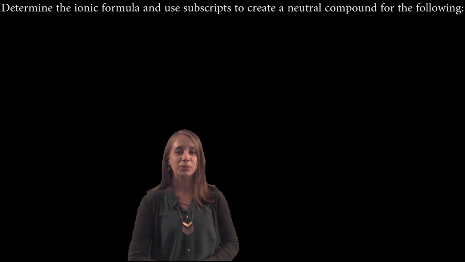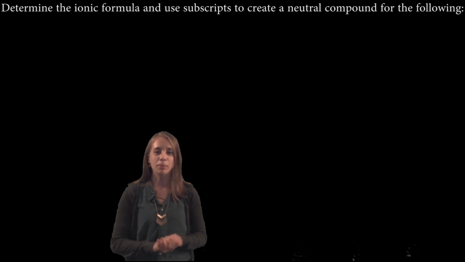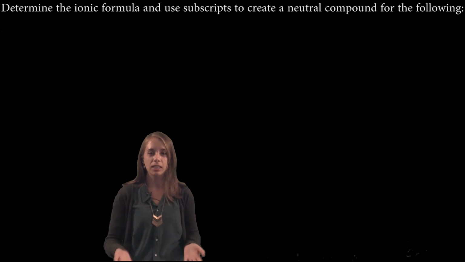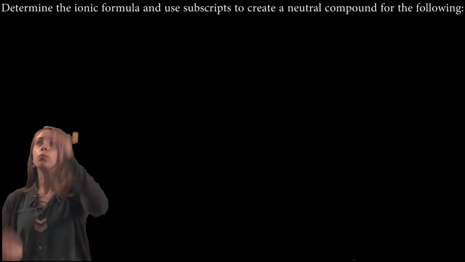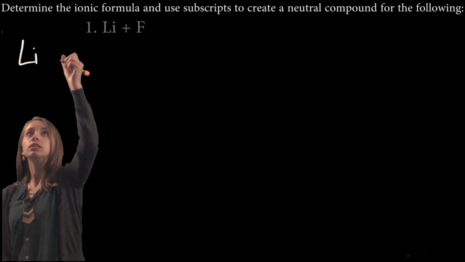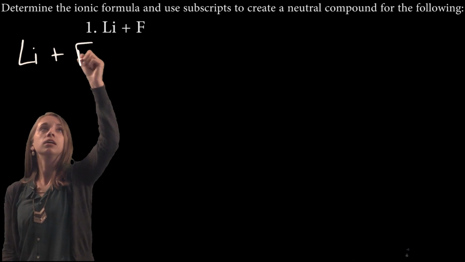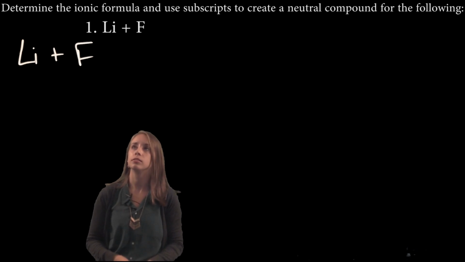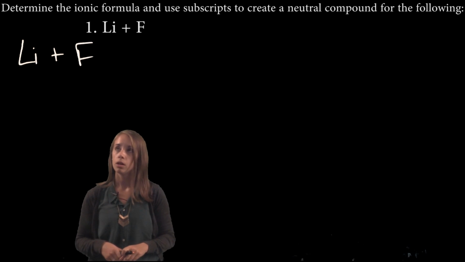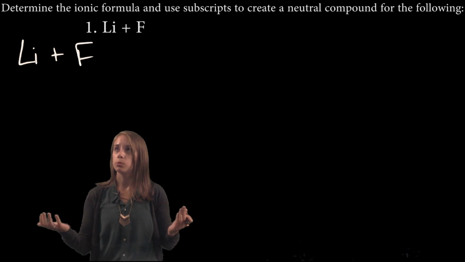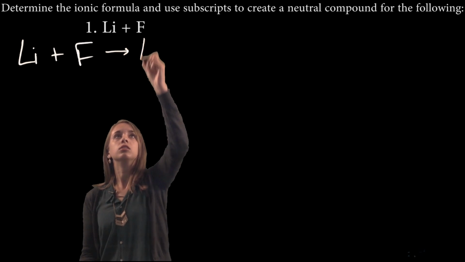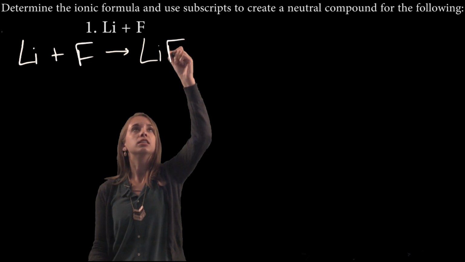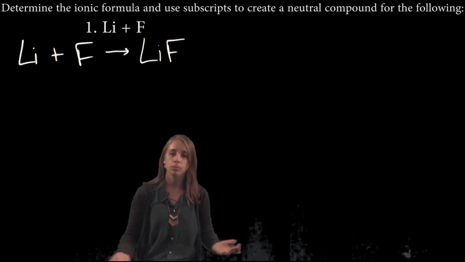Okay, so now we're going to work on actually making the chemical formulas based on the atoms that they contain. First we have lithium and fluorine. Somehow I need to combine these two in a way to make a compound which is called lithium fluoride.